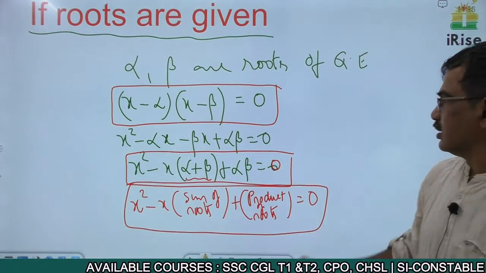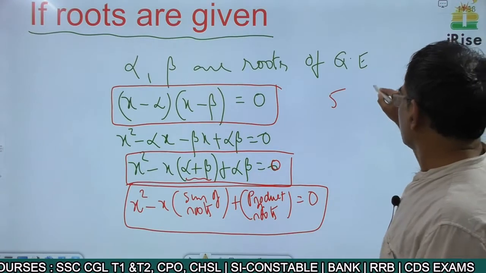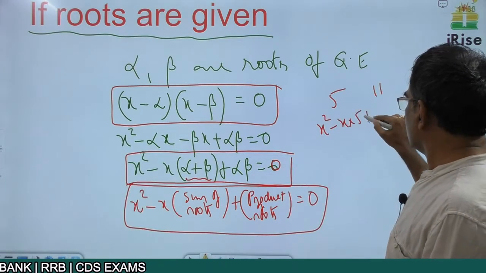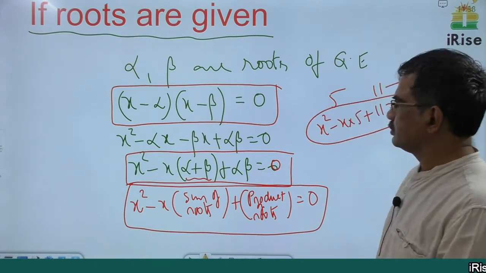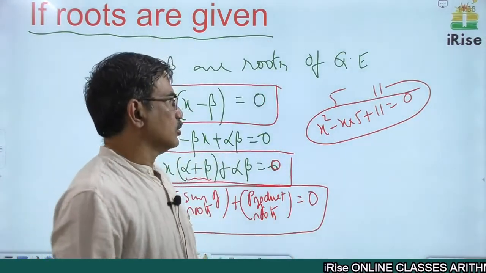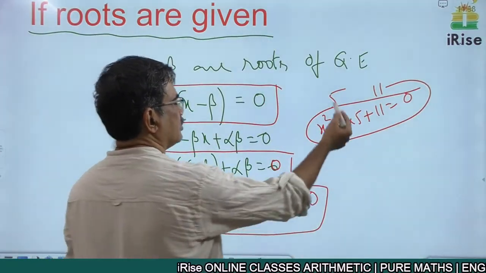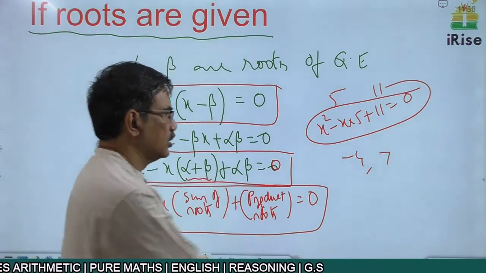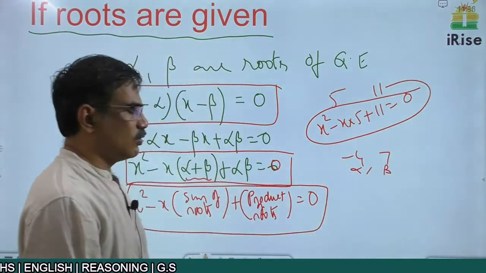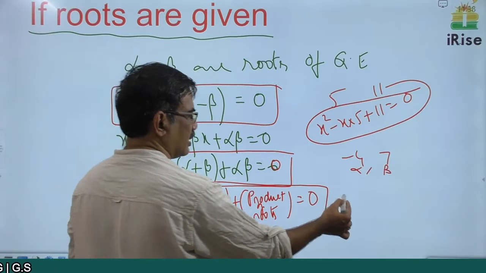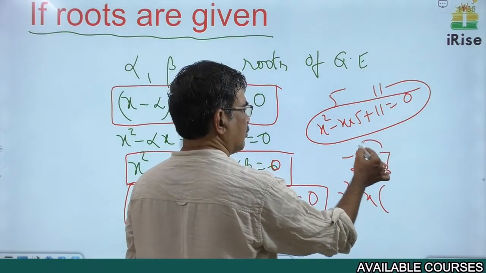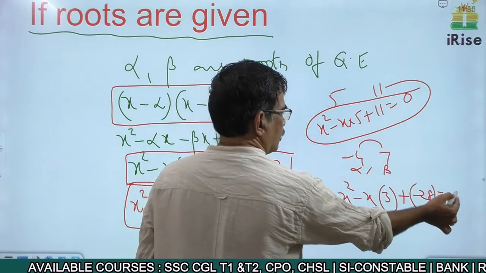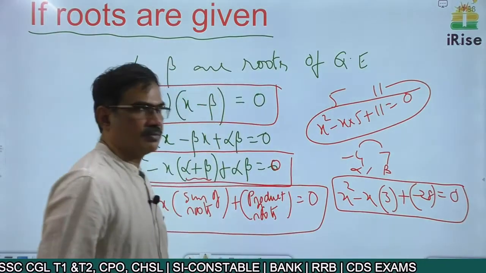If sum of roots is equal to 5, product of roots is equal to 11, what is the quadratic equation? The answer is x square minus 5x plus 11 is equal to 0. So if sum of roots and product of roots are given, this is the equation. For example, if roots are minus 4 comma 7, what is the quadratic equation? This is alpha, this is beta. The formula is x square minus x into sum of the roots. Sum of these two is 3, and product of the roots is minus 28, equal to 0. This is the quadratic equation.